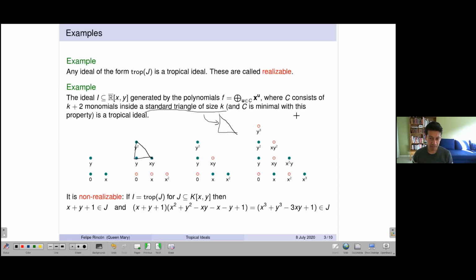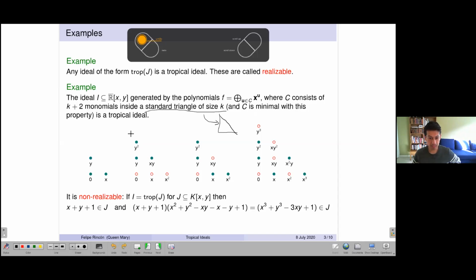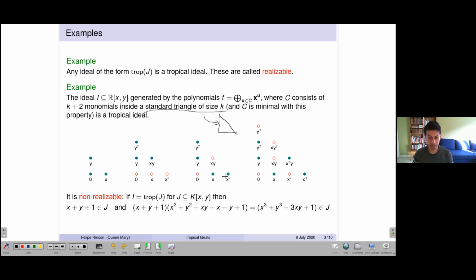And the thing I have here in parentheses is that C needs to be minimal with this property. That means that whenever you remove one of the monomials from C, it doesn't satisfy this property anymore. No subset of that, removing one monomial, has k plus 2 monomials inside a triangle of size k. Okay, so let me delete this. And here are some examples of the generators you're putting in I.